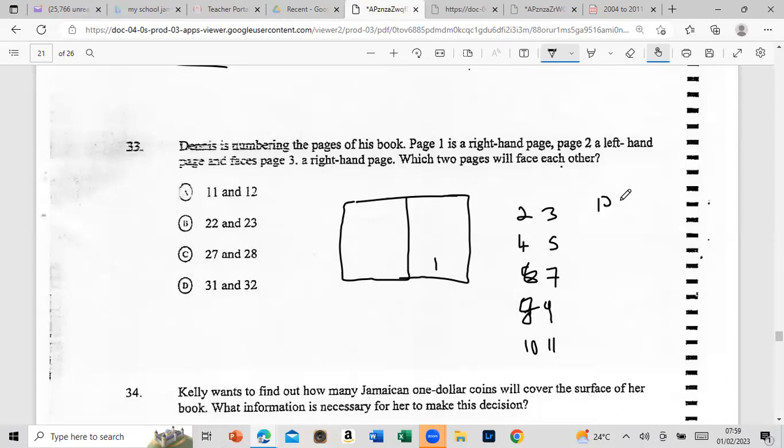Well, 13. So under this, 14, 15, 16, 17, 18, 19, 20, 21. All right, so it's 22, 23, so 33.